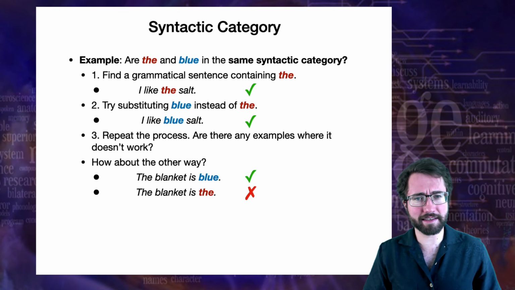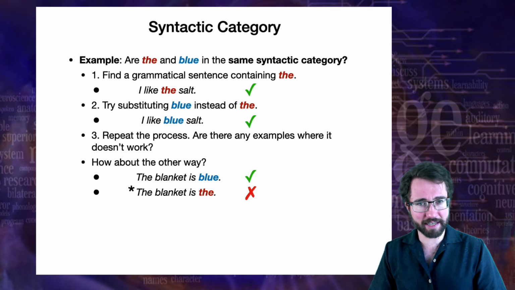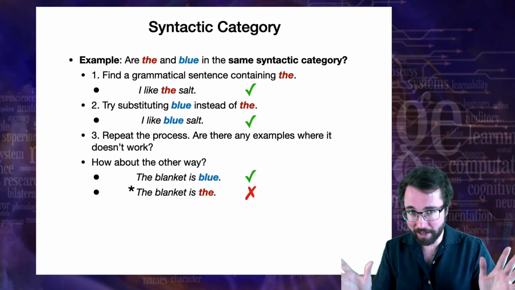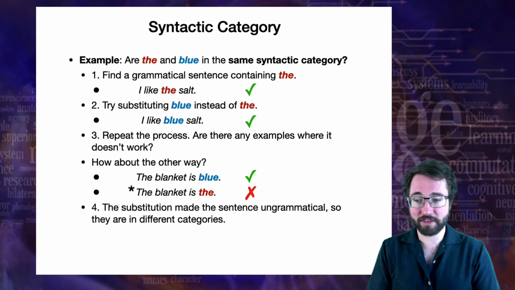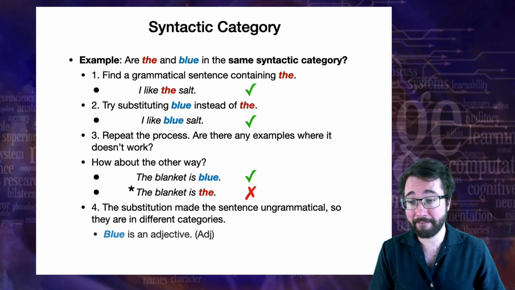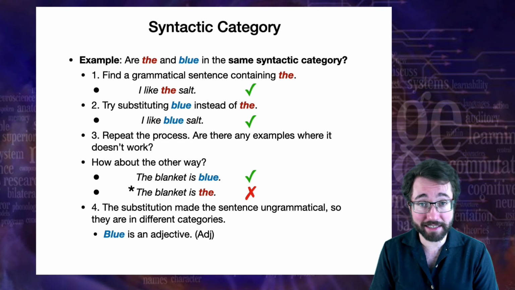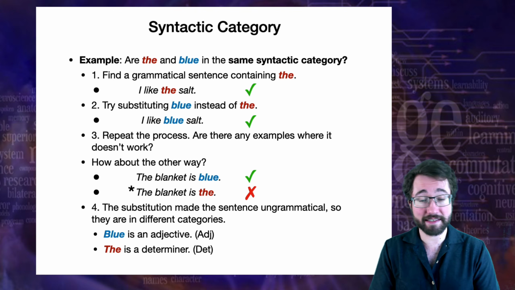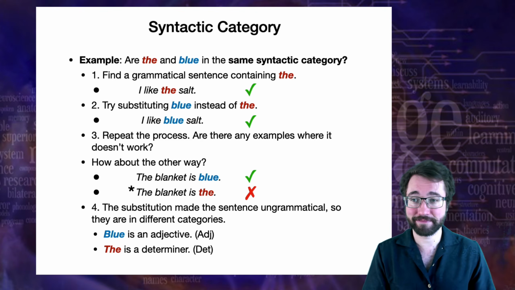"The blanket is thee." If someone says that, you're going to be waiting for the following noun, right? Someone says "the blanket is thee," you're going to be like, the what, right? It's ungrammatical. So in this case, the substitution made the sentence ungrammatical, so these words are in different syntactic categories. In fact, blue is part of the category we call adjectives, or adj for short, whereas thee, as we saw before, is in the category called determiners, which is abbreviated det.